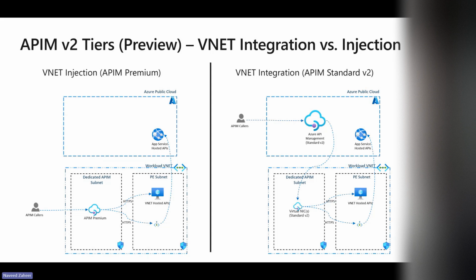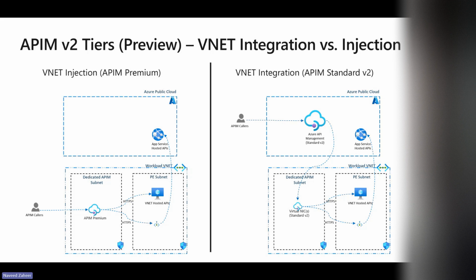Same thing, you have a private endpoint available for that API management, and you can access it through that private endpoint. On the other hand, this is only available for Premium. But with Standard V2, you have an option of doing VNet integration. And what does that mean? It's very similar to App Service, where you have an app service running in the Azure multi-tenant environment, and what you do is VNet integration with a subnet.